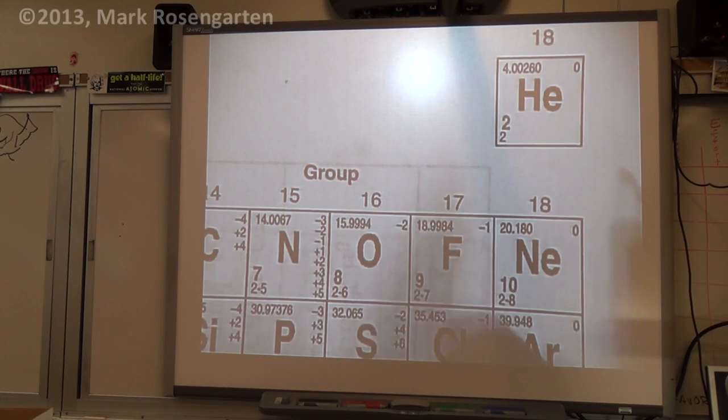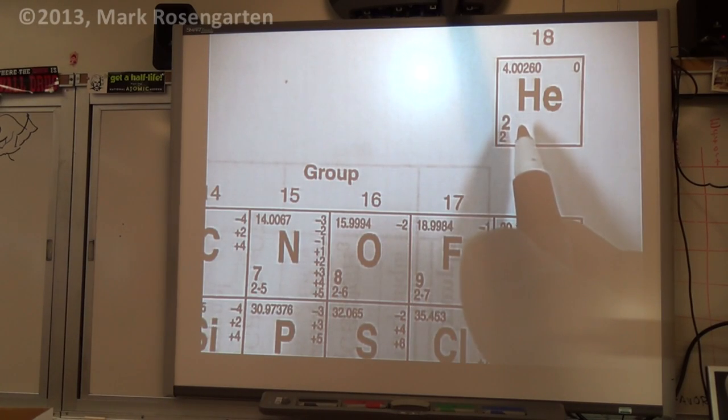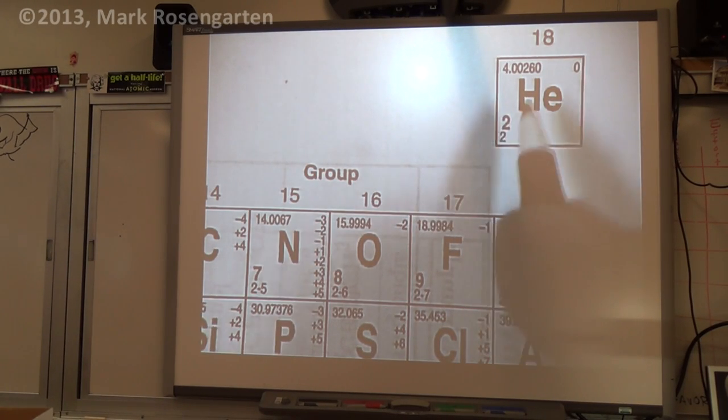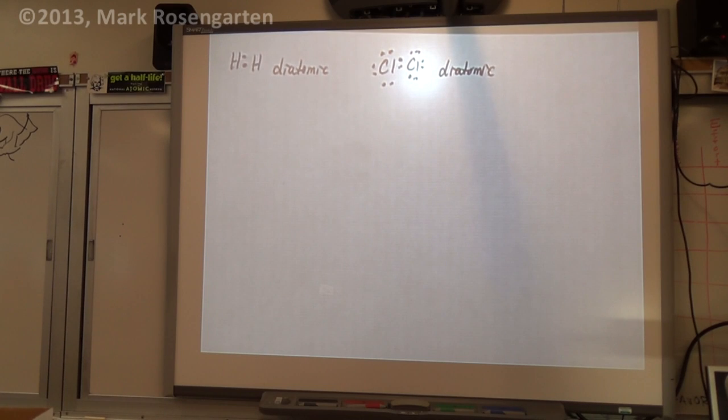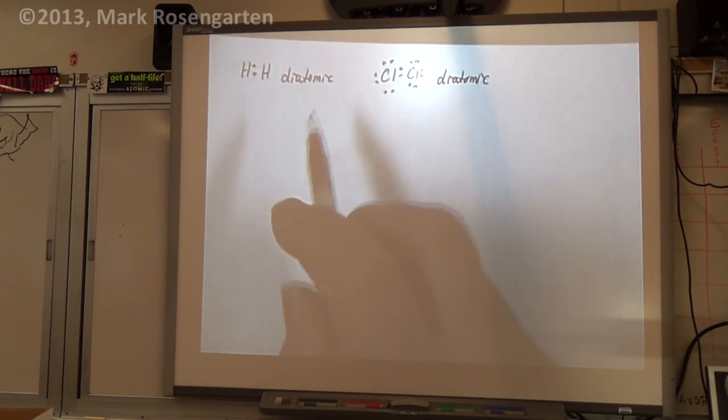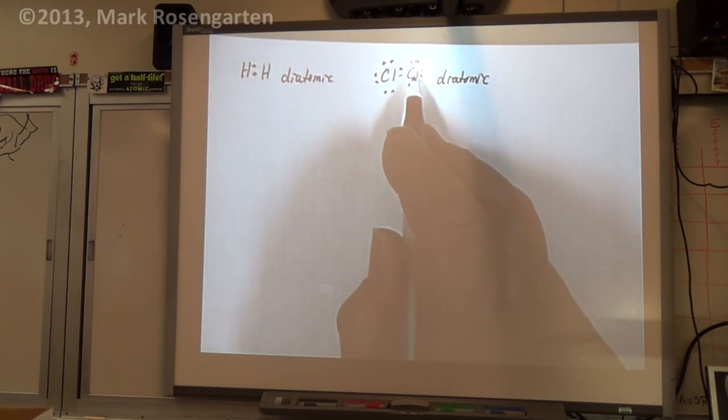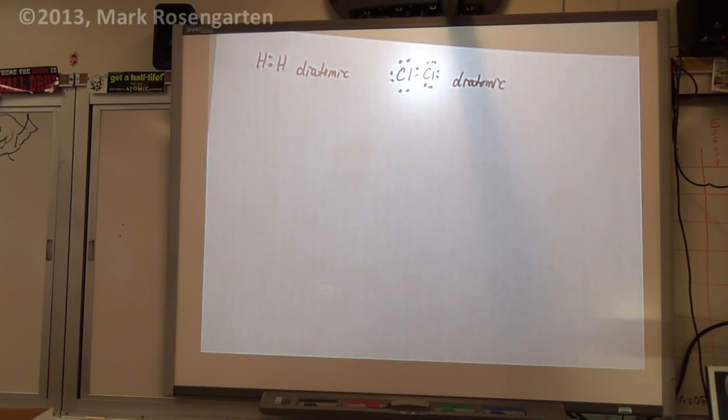And helium only has one energy level. The first energy level can only hold 2 electrons, so 2 is a stable configuration for helium. And that's how the whole monatomic molecule business works. They don't really form because they don't have to. Diatomic molecules form out of a desire to share electrons to make a stable octet. But noble gases already have a stable octet, so they don't have to bond with anybody.